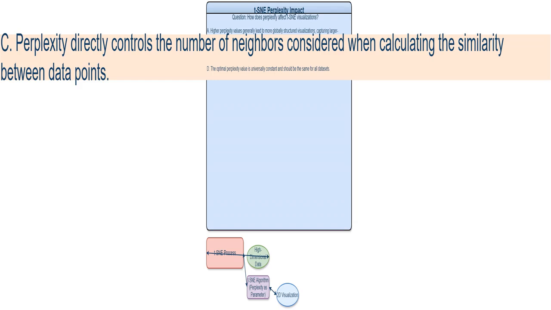This statement is incorrect. I understand that the ideal perplexity isn't fixed. It changes depending on the dataset. I need to experiment with different values to find the best one for each specific situation.